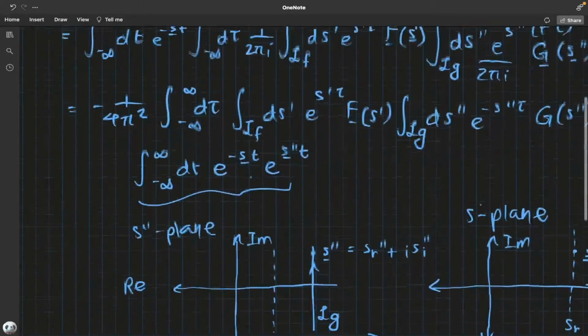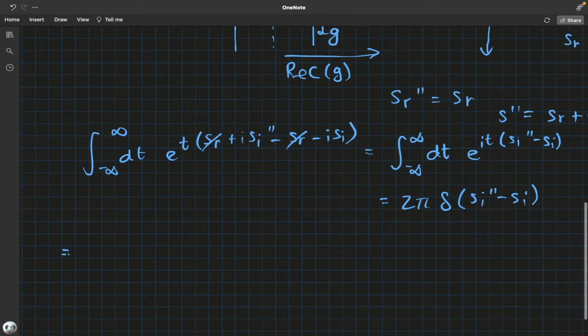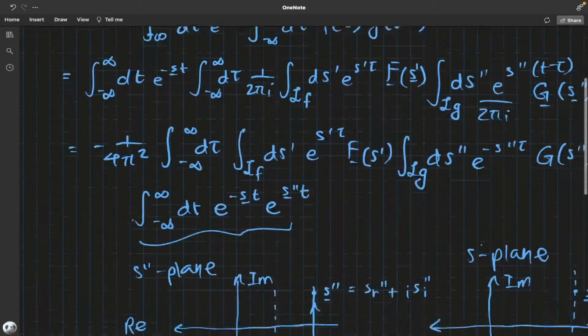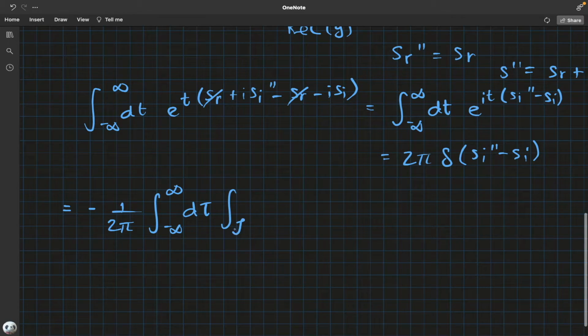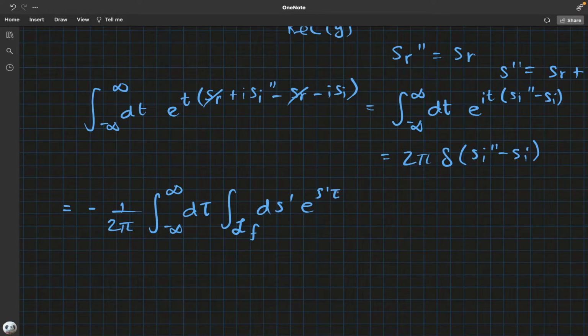So we just plug that in here, everything. So the 2 pi and this 4 pi squared will sort of take one of them away. We have this. Well, d tau does not change. Everything else is literally unchanged. Just get rid of the t integral.